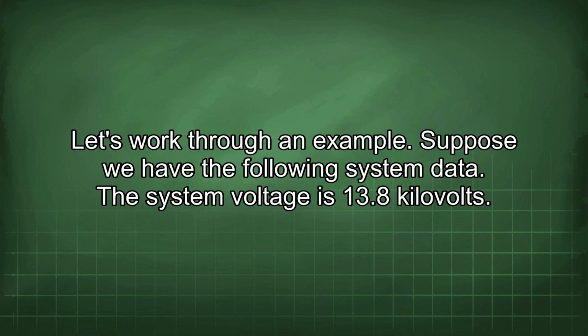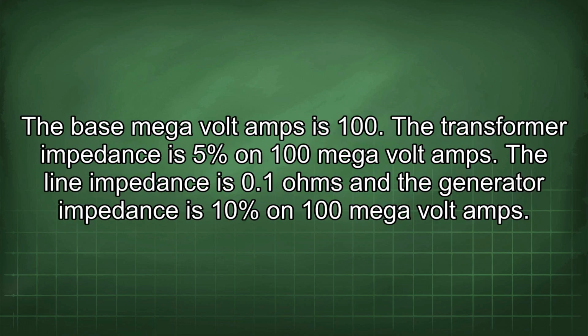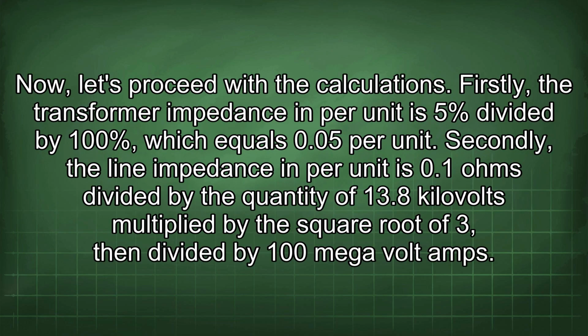Suppose we have the following system data. The system voltage is 13.8 kilovolts. The base megavolt amps is 100. The transformer impedance is 5% on 100 megavolt amps. The line impedance is 0.1 ohms and the generator impedance is 10% on 100 megavolt amps. Now let's proceed with the calculations.